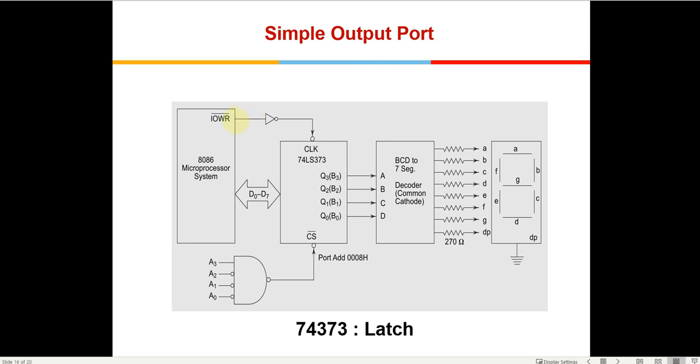This chip will be selected, and whenever we give the instruction OUT port number, with AL, the IO write signal will go low, since it is active low. So you will have to generate this IO write bar signal accordingly, so that the clock gets triggered here and this data will be captured into this latch. Is this clear to all of you? This signal needs to be generated. This is the address corresponding to port 8.